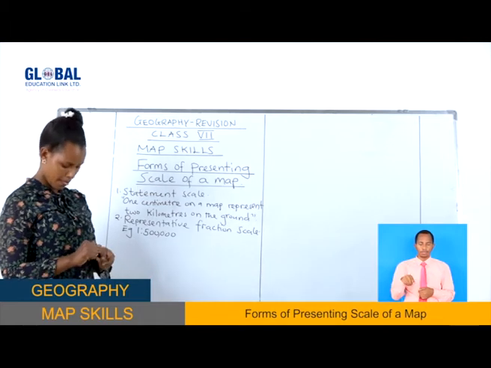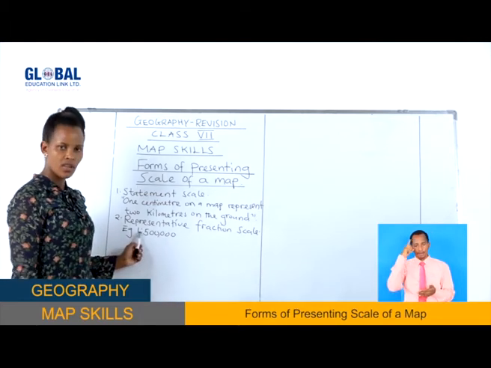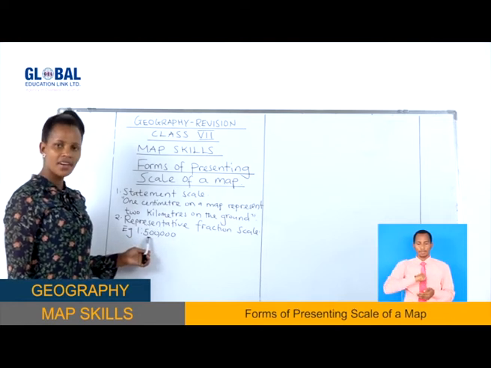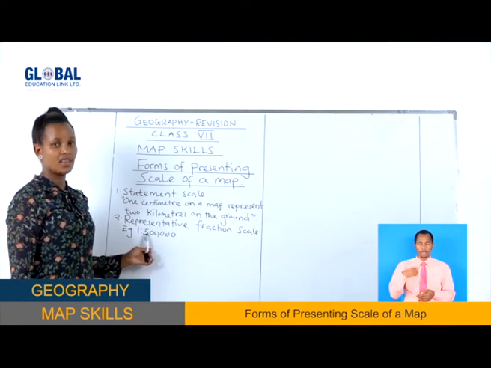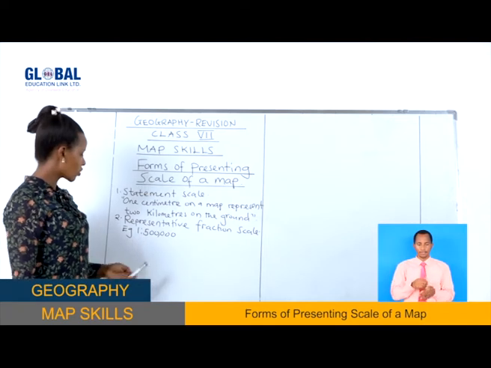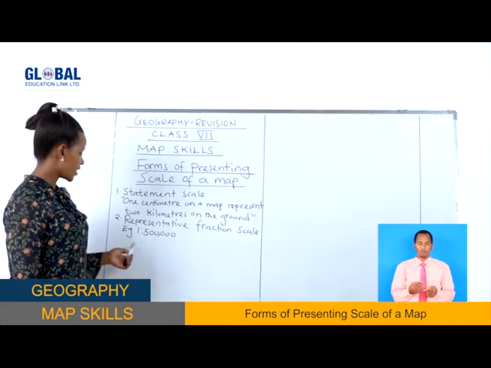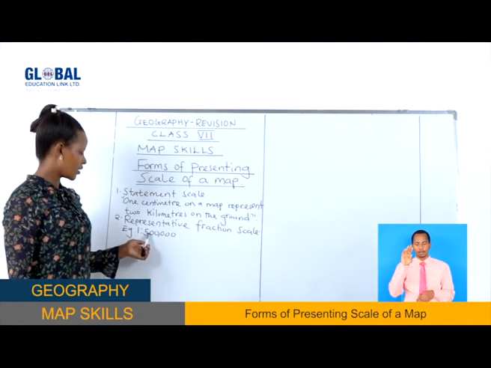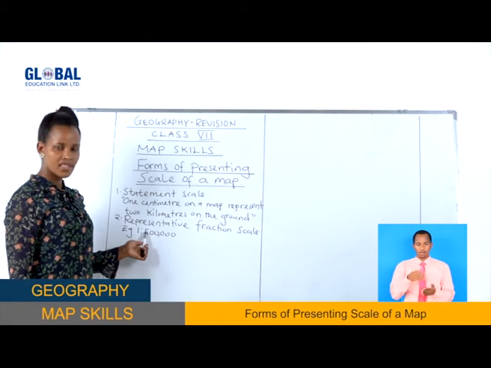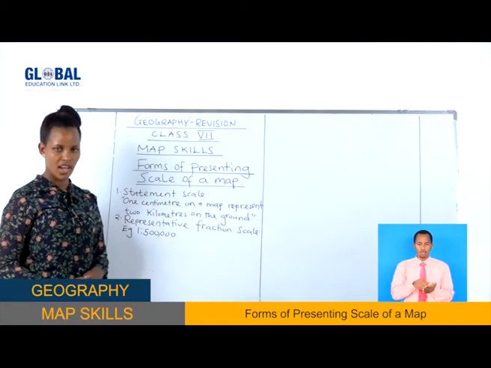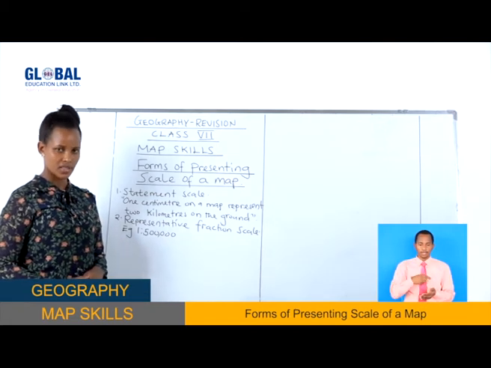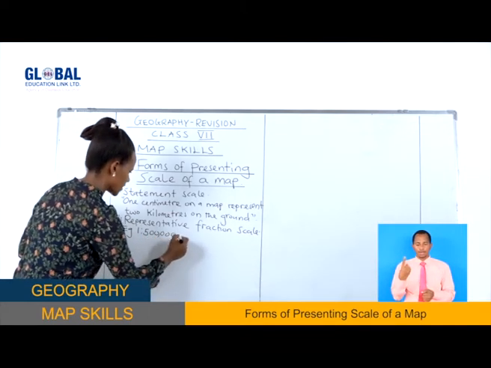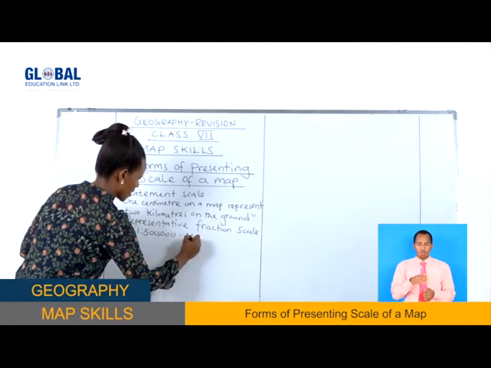That means 1 unit on a map represents 500,000 units on the ground. Or someone can state like this: 1 centimeter on a map, then 500,000 centimeters on the actual ground distance. This is RF scale as ratio.